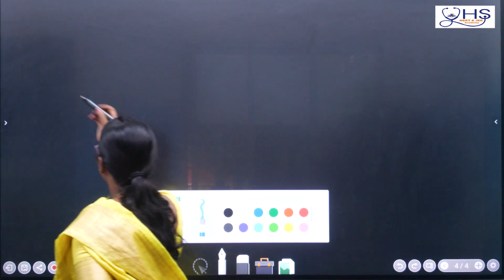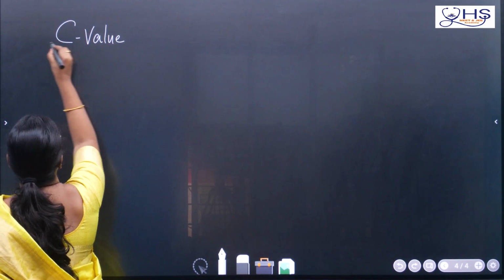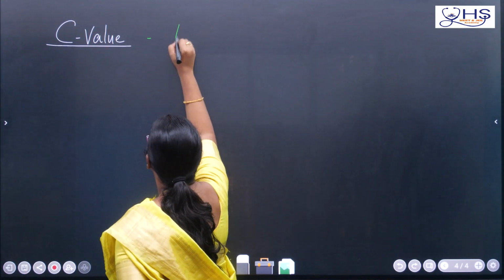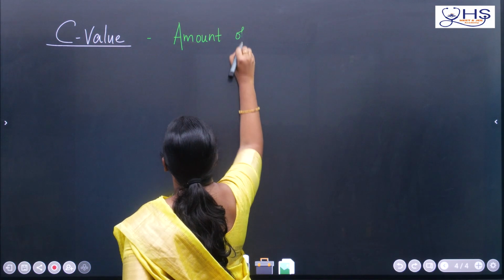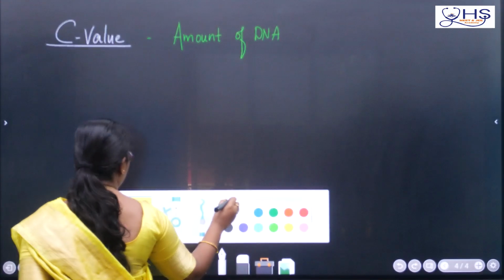Now in NCERT, if you check, they would have given C value. Given what? C value. So what is C value? C value is the amount of DNA. What is C value? Amount of DNA. For that we have to take a chromosome.